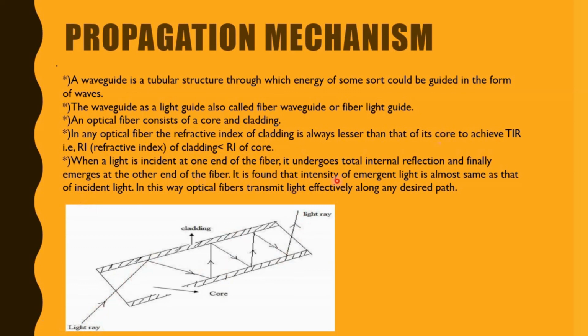It is found that the intensity of the emergent light is almost the same as that of the incident light. In this way, the optical fiber transmits light effectively along any desired path. In simple words, just remember that a light ray goes along the path and undergoes total internal reflection, and the emergent light behaves the same as the incident light. Like this, the optical fiber transmits.